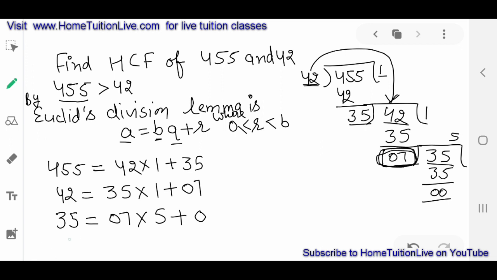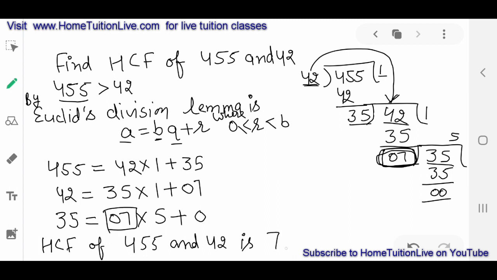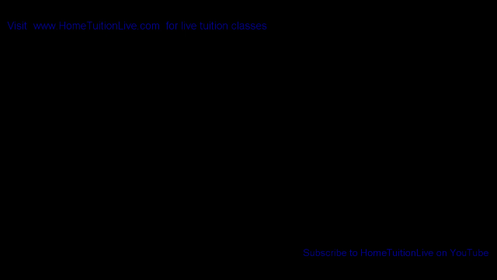So in the complete procedure, the HCF of 455 and 42 is our last divisor. We get 7. So this is the HCF of two positive integers by Euclid division lemma.